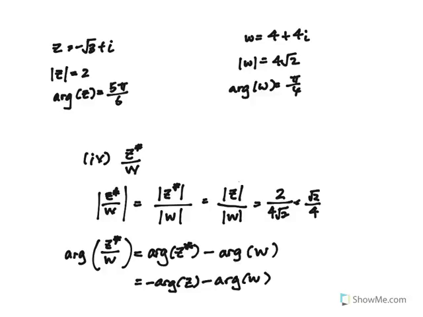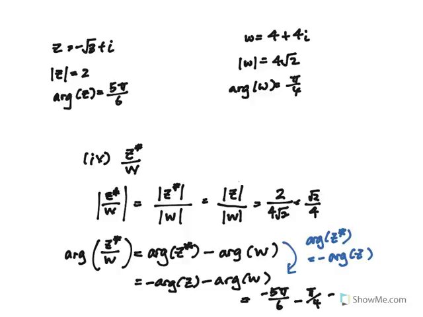The tip that I use here is that the argument of z asterisk is equal to the negative of the argument of z. I hope you are able to manipulate this. And very quickly, our answer is equal to negative 5 pi over 6, which is the negative of the argument of z, subtracting the argument of w, which is pi over 4, and the final answer comes out to be negative 13 pi over 12.